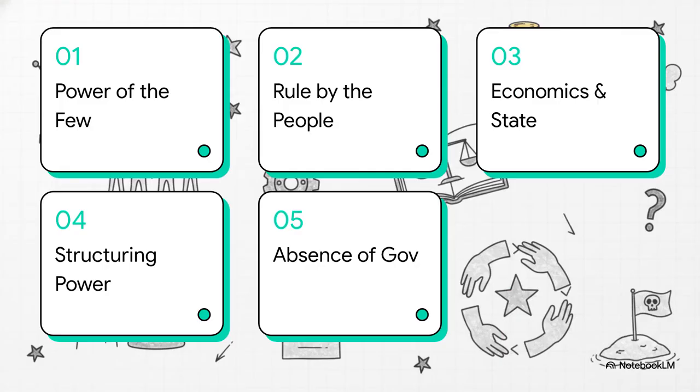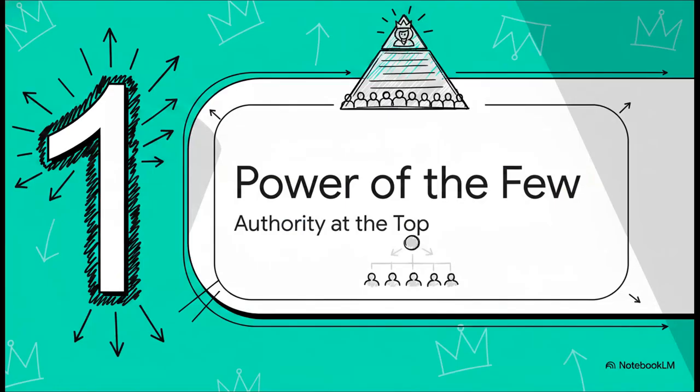To build this framework, we'll travel across a spectrum of power. 1. The power of the few. 2. Rule by the people. 3. Economics and state control. 4. Structuring and limiting power. And 5. The absence of government. All right, Section 1, the power of the few.